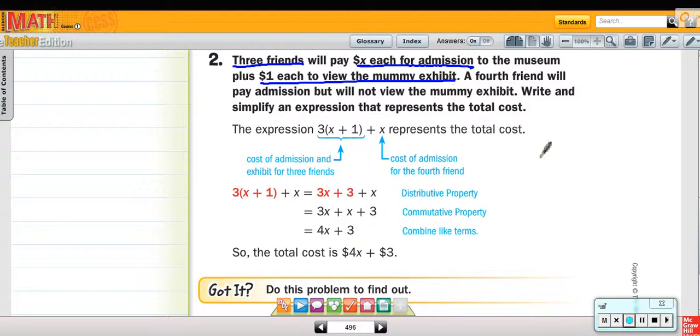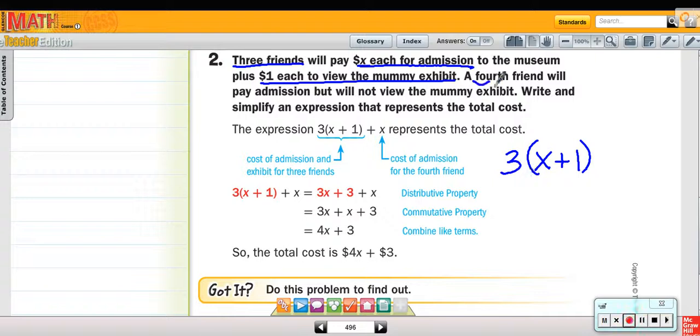So those friends each are going to pay for X, that's admission, right? And what else are they paying? For $1. Do you agree that that represents what those 3 friends are buying? Now, this is the group. That group is buying the admission and the mummy exhibit. But how many people are doing that? 3 of them are doing that. Because we need 3 groups of that X plus 1. Does that make sense? Okay, everybody with me? Pencil should have that written down with me. But we're not done. That's the first 3 friends.